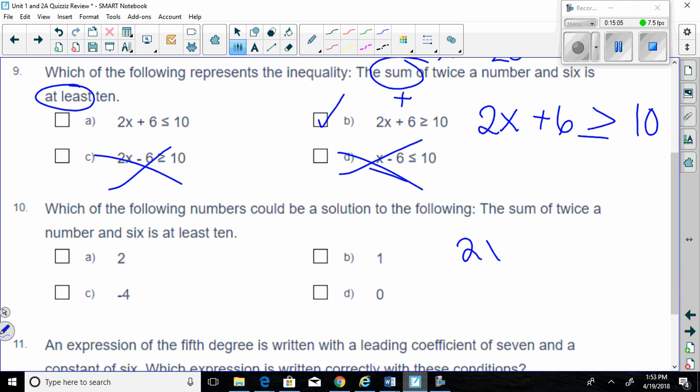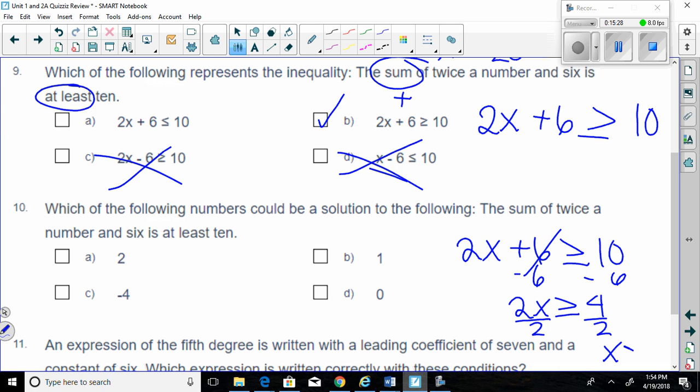The sum, okay, so now we're finding the solution. So we could do what Evan did, which is plug in each of these numbers for x and figure out which one works. Or you can sit here and solve it. So how do I get x by itself? You get 2x is greater than or equal to 4. And then how do you get x by itself? Divide by 2, and you get x is greater than or equal to 2. So which one could be x? A. Just A, right? Because if I put any of the other ones in, they're not greater than or equal to 2.